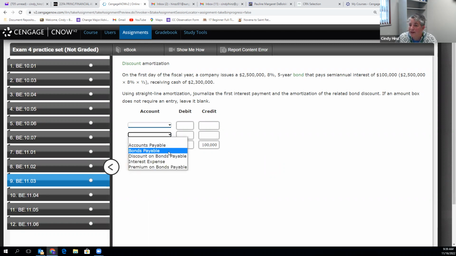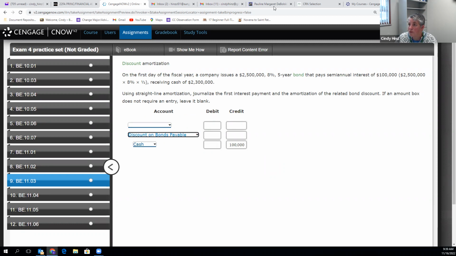But we have that discount, and how much was the discount? So we have the face value of that bond issue minus the actual cash realized is $200,000. And so that $200,000 represents the discount, the amount we had to lower the price to get people to be interested in buying our bonds that were paying a lower rate of interest. So straight line means we're going to take that $200,000 discount, and we're going to amortize the same amount every time we make an interest payment.